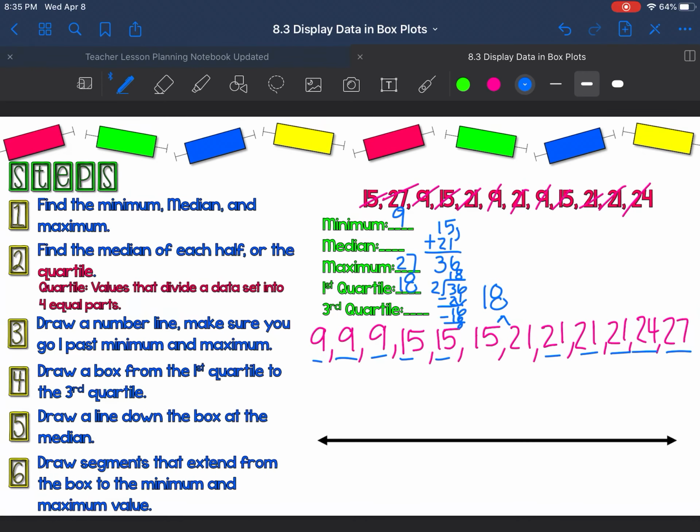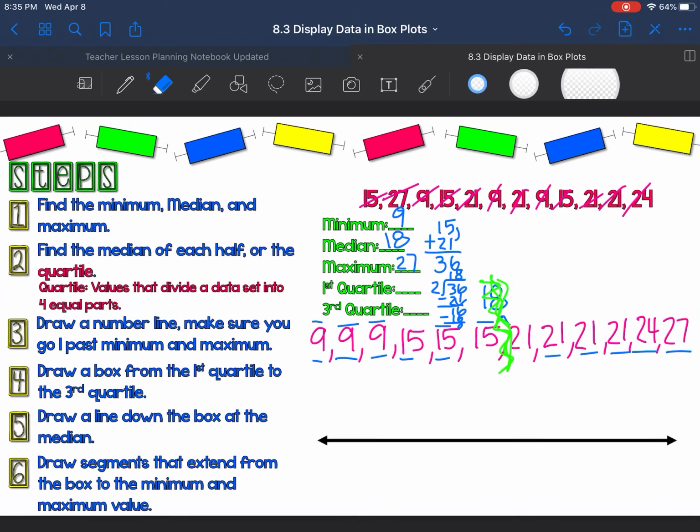Now let's do the same thing for my second quartile. Oh, sorry, that wasn't my quartile. What am I thinking? I'm getting ahead of myself. That was my median. Okay, so remember, our median is our middle number. That is where we draw our lines in order to find our quartiles. So now we can find our quartiles.